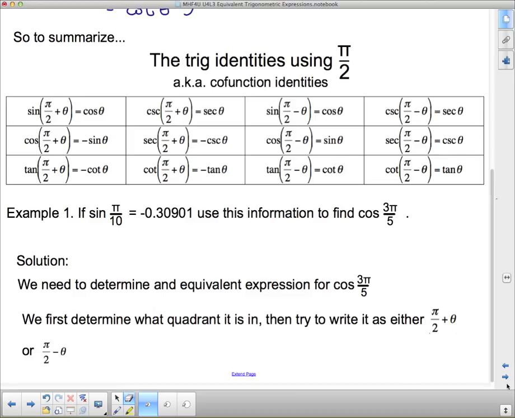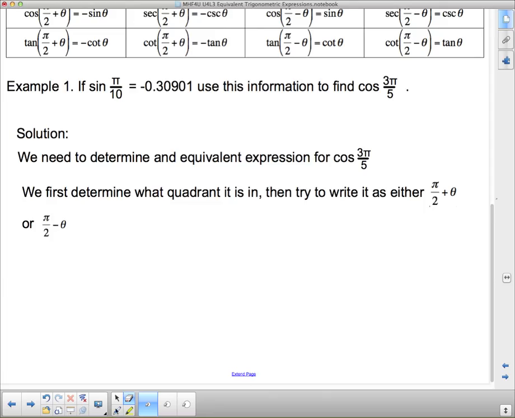So how is that going to work? The first thing we need to do is figure out this sine of pi by 10 and the cos of 3 pi by 5. It's definitely easier if we start with what we want to use, and try and turn it into what we're given. So start here, and we're going to try to turn it into pi by 10 somehow.